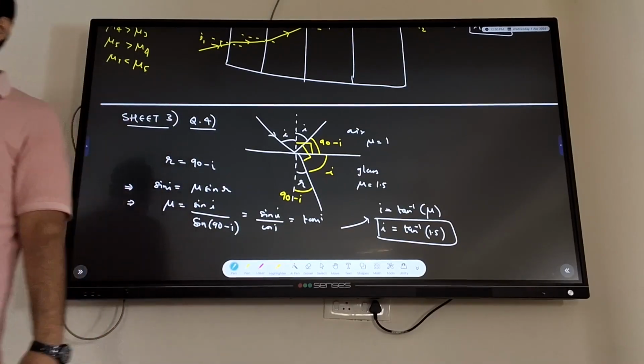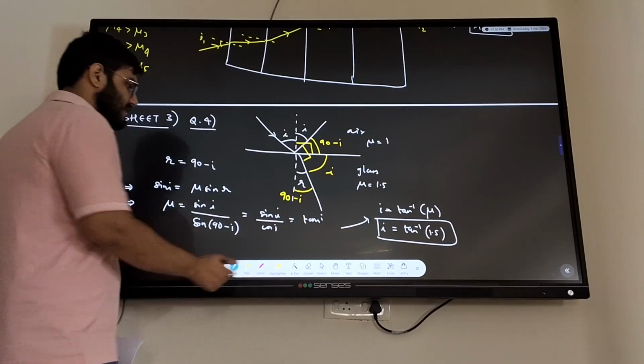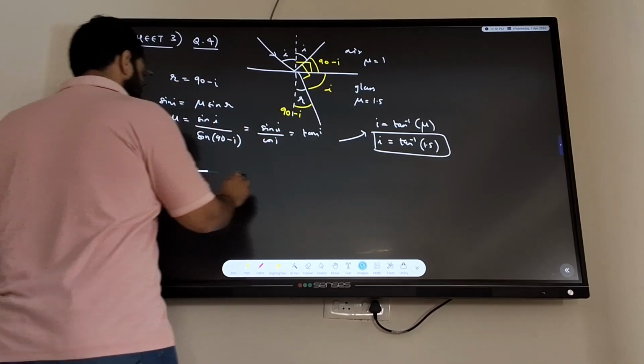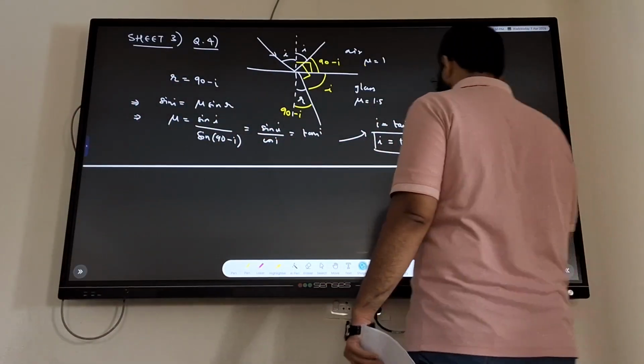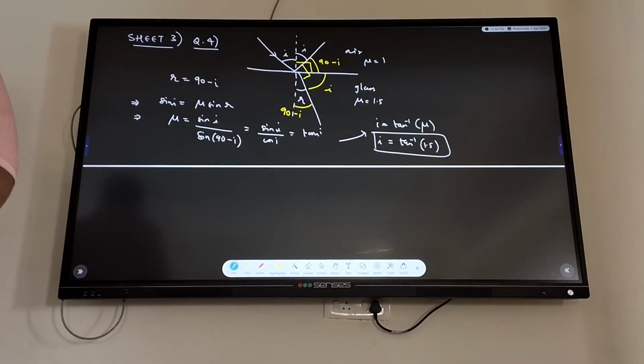Okay? It was simple, nothing much. Just apply Snell's law once. Yes. Go for question number 5 if you are done with this one. Question number 5. This is interesting. You have to make the diagram yourself and then try to do it. Try question number 5.